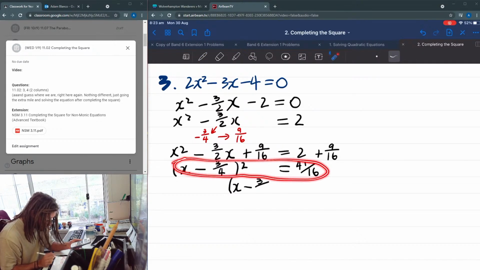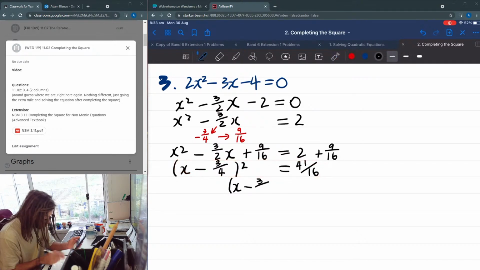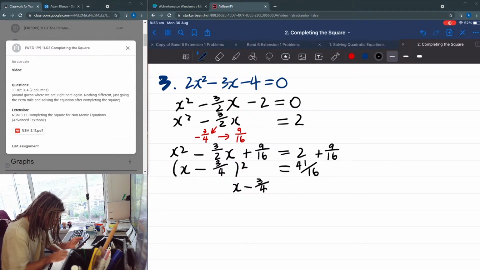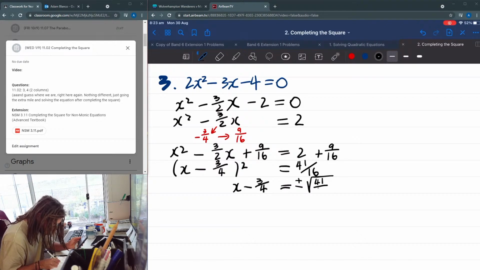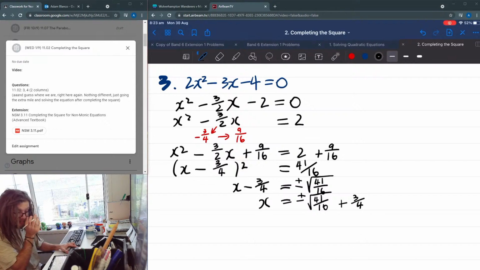It looks pretty disgusting, but you don't need to make it any nicer. So I'm going to square root both sides, plus or minus square root of 41 on 16. Then x equals plus or minus square root of 41 on 16 plus 3 on 4. And to be honest, that's kind of as far as you need to go.